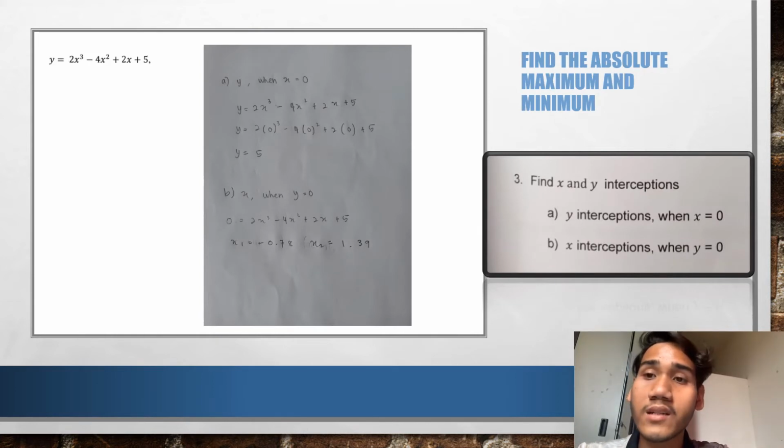Lastly, we have to sketch our graph with the information that we have collected. We have the stationary point, which has coordinates 1 for x and 5 for y. For the minimum point, 0.667 is bigger than 0. The y-intercept is the coordinate (0, 5). For the x-intercepts, x1 is negative 0.78 and 0 for the y coordinate, and x2 is 1.39 and 0 for the y coordinate. That's all for me.